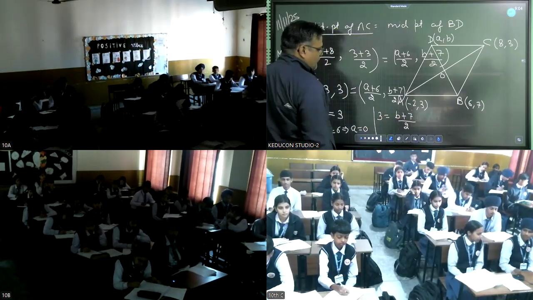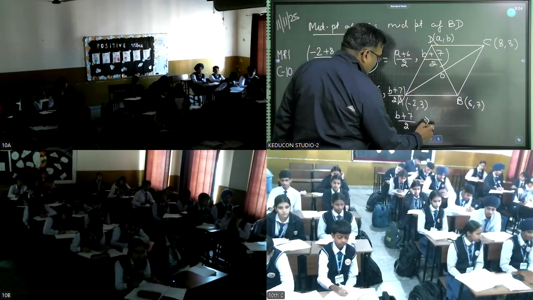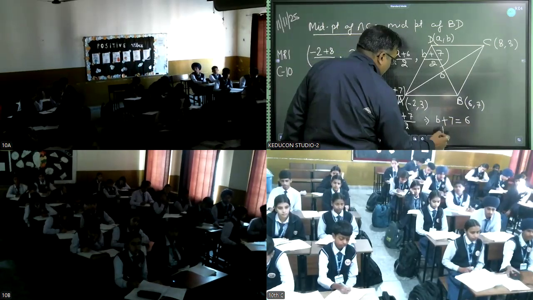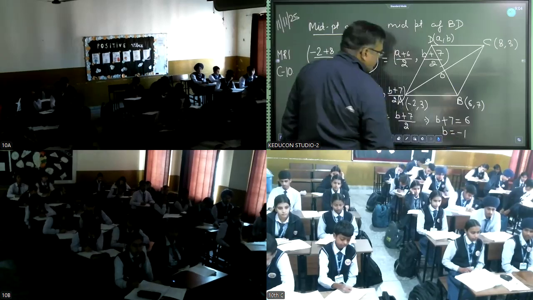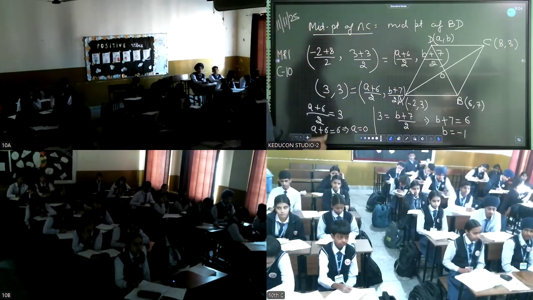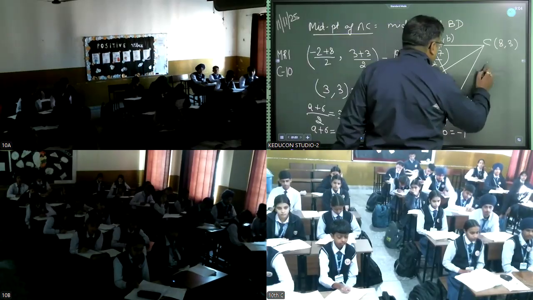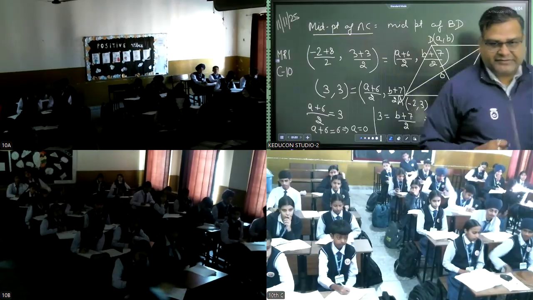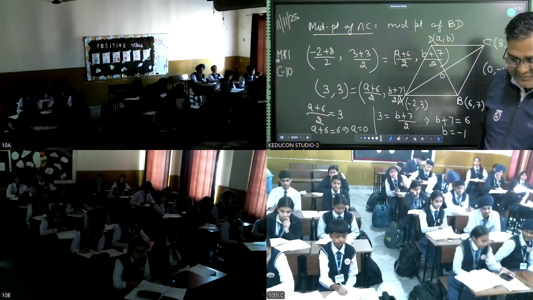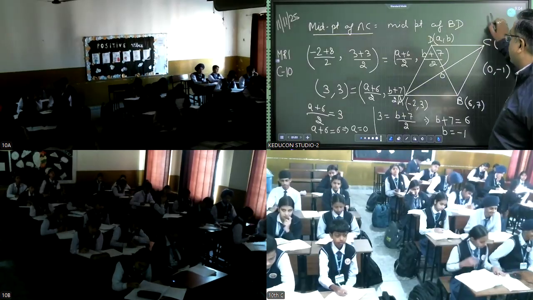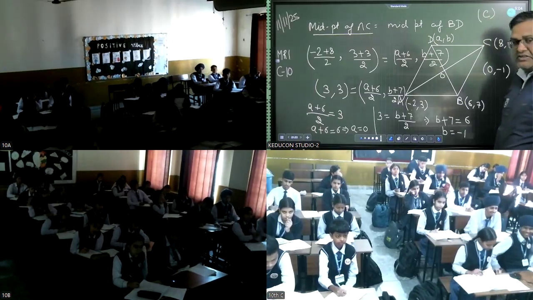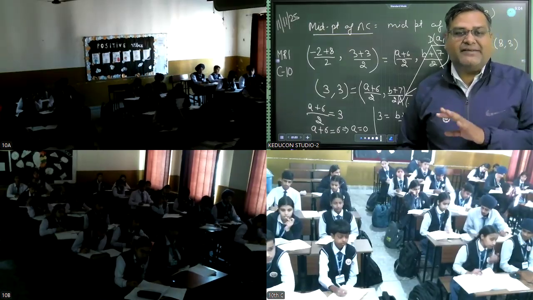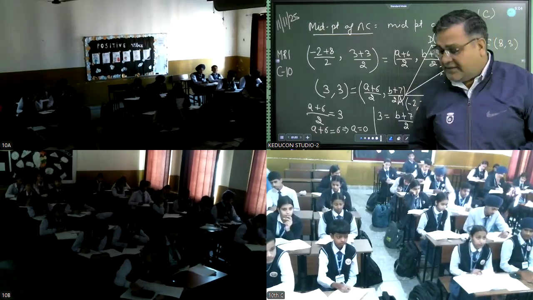so what is the value of b? Minus 1. Minus 1. So b will be equal to minus 1. Hence the fourth vertex is 0, comma minus 1. So which choice? C choice. Right? Is this clear? Any doubt? Yes. This question is very, very important. Right?